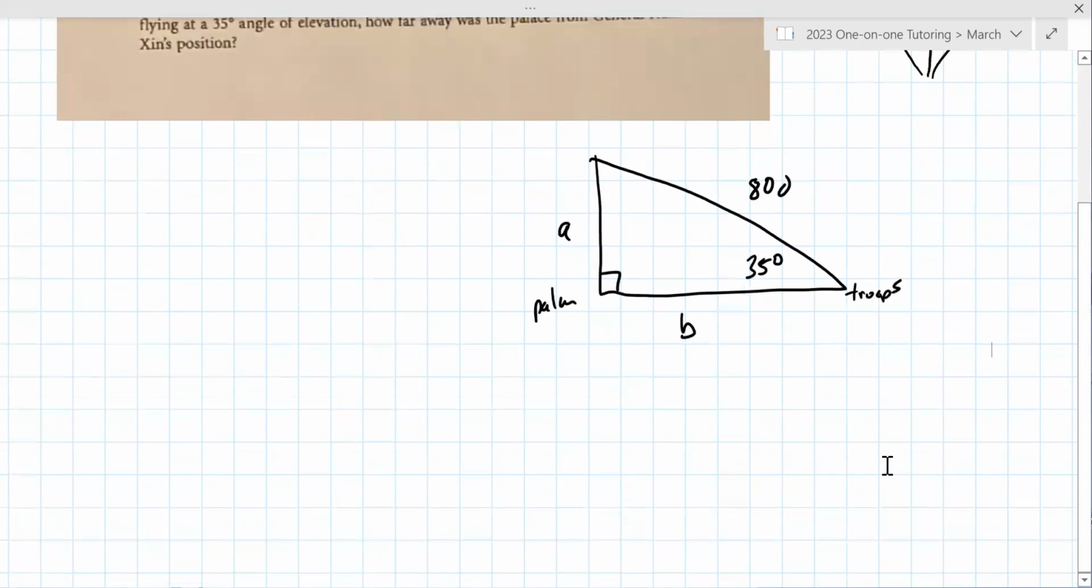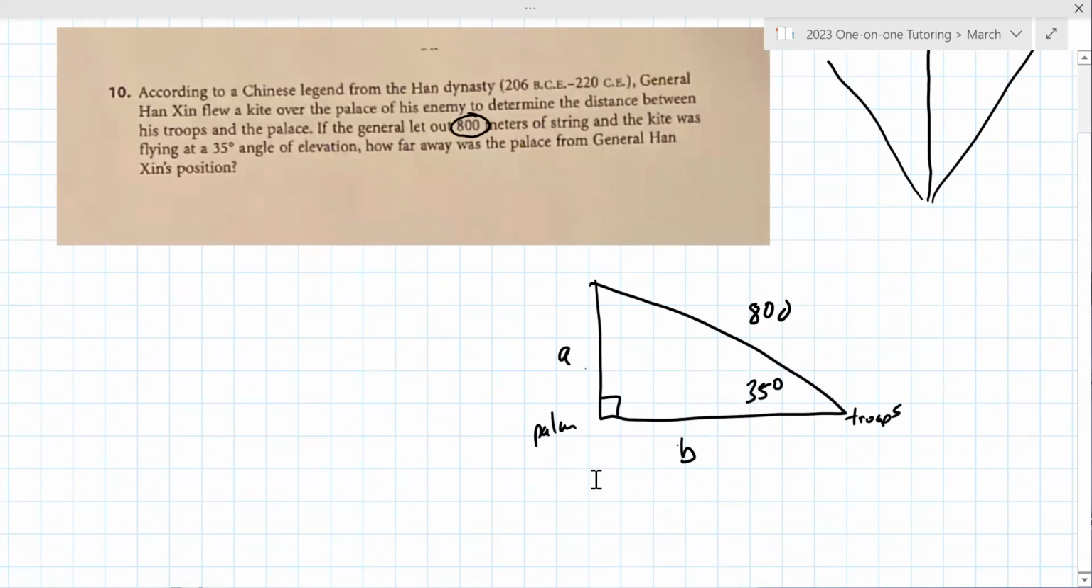Relative to angle 35, do we want to find A or B in this problem? We want to find the final answer. What do we want to find here? A or B, or I guess I'll even throw in C. What are we asked for in this problem? For B. Yes. So it's important that you identify what you are finding.